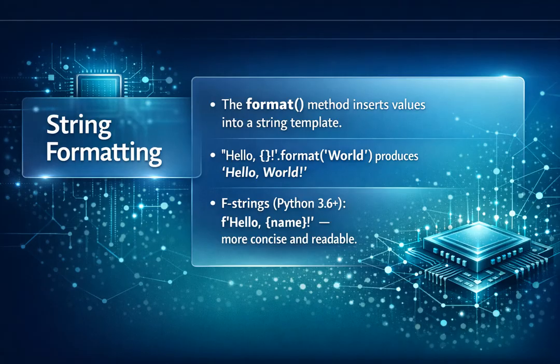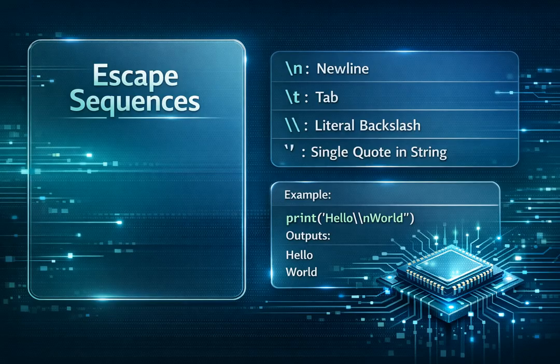String formatting allows you to embed variable values inside a string. The format method uses curly braces as placeholders. F-strings, available from Python 3.6, are even more convenient. You prefix the string with f and write variable names directly inside curly braces. Escape sequences are special character combinations beginning with a backslash. \n creates a new line, \t creates a tab, and 2 backslashes produce a literal backslash character. These are used when you need to include characters in a string that would otherwise be interpreted differently.